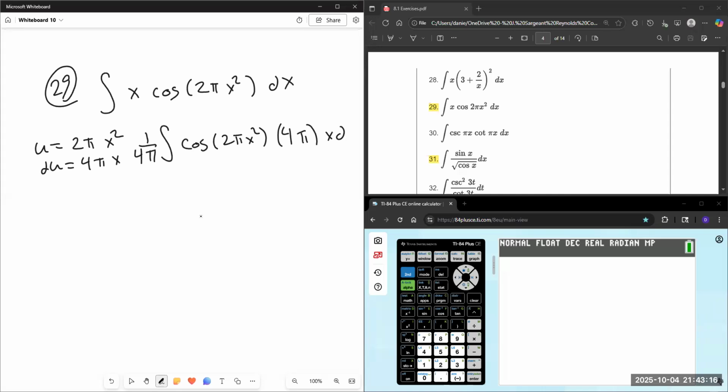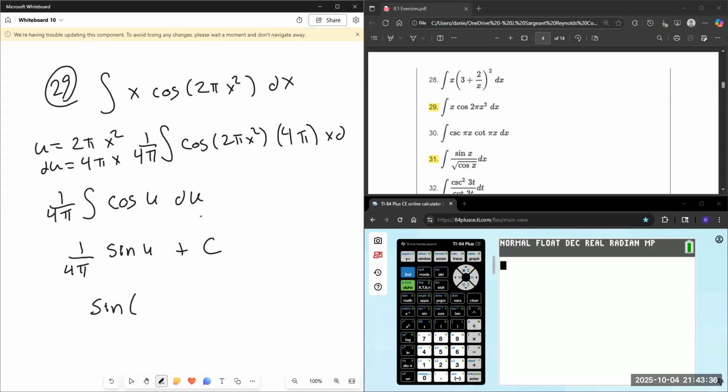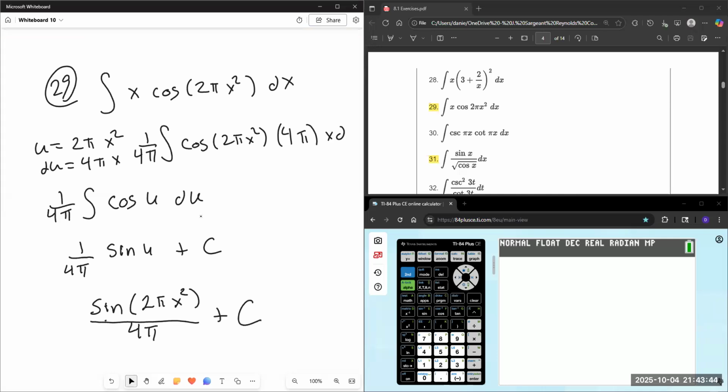outside. That's going to make 1 over 4 pi integral of cosine of u du, which is going to be 1 over 4 pi sine of u plus c. That's sine of 2 pi x squared over 4 pi plus c.